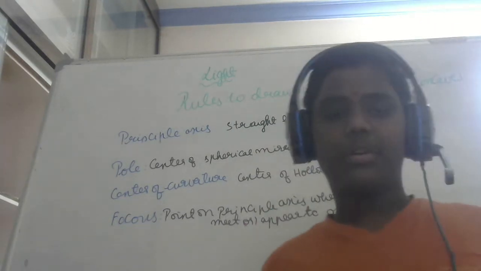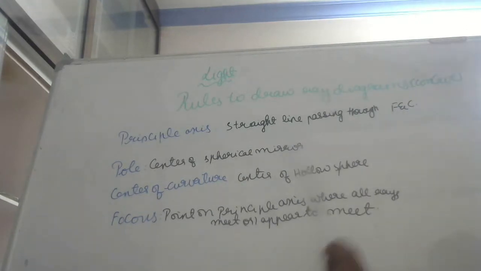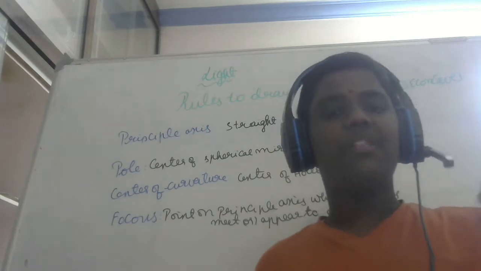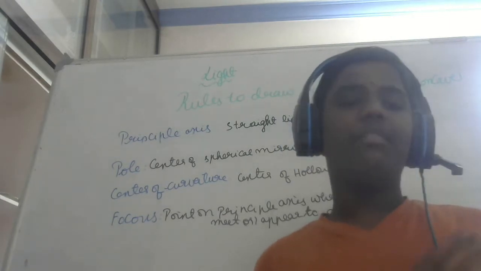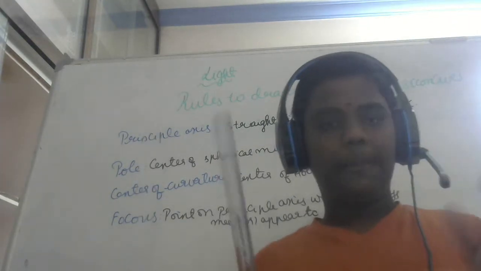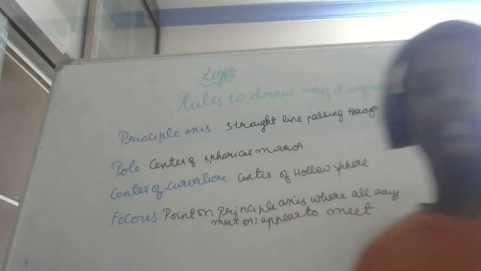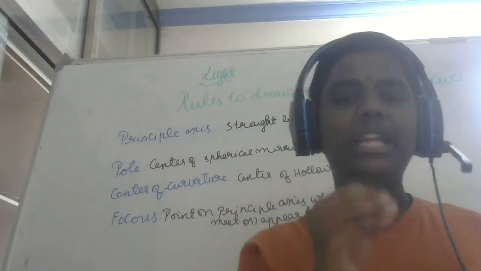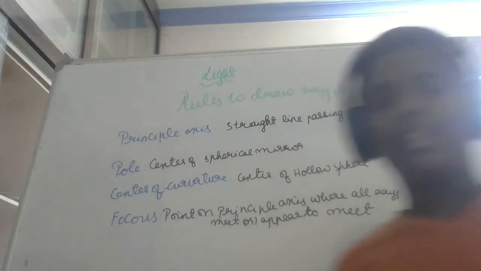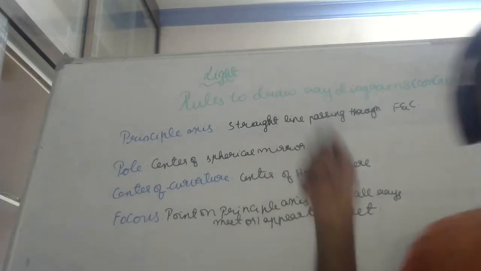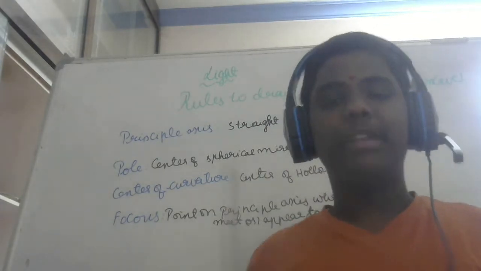Now, what is center of curvature? It is nothing but the center of the hollow sphere. And what is the focus? It's nothing but a point on the principal axis where all the rays come and meet or appear to meet. And then at last we'll be using pole, which is nothing but the center of the spherical mirror.